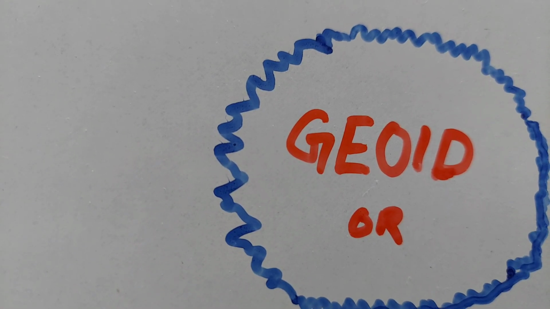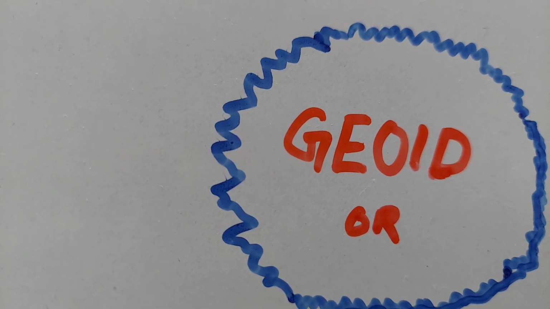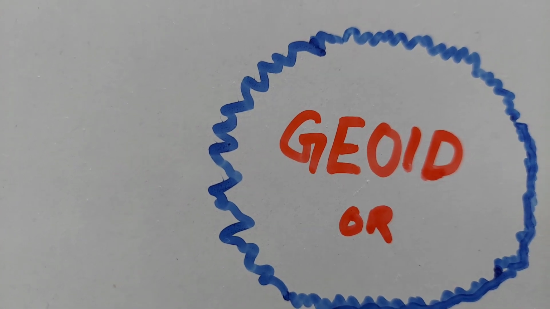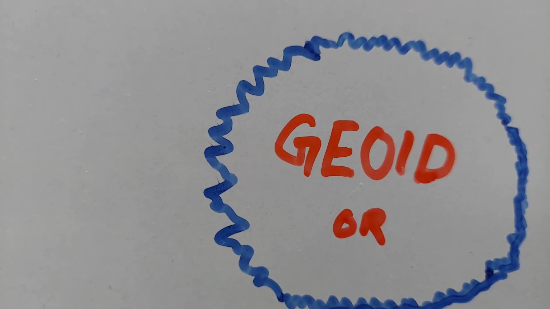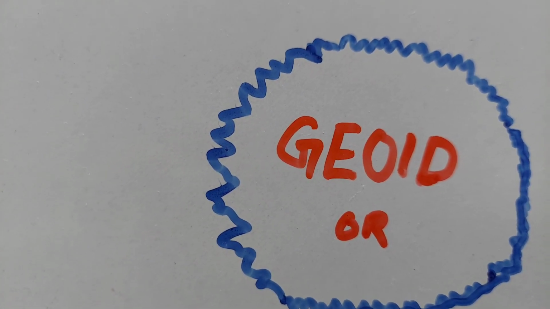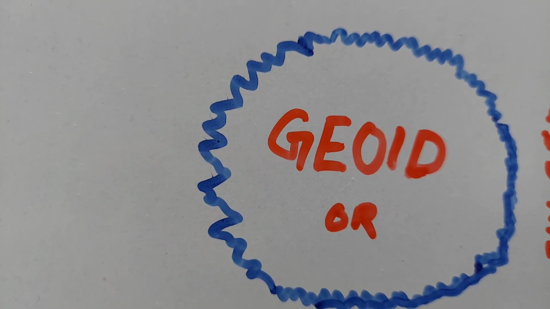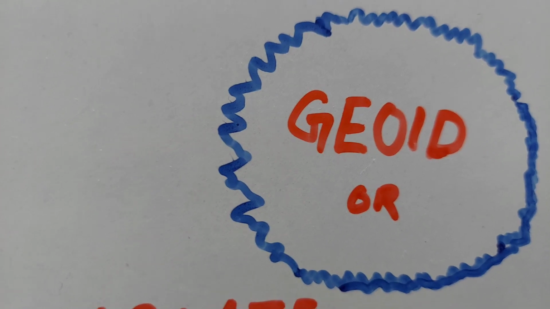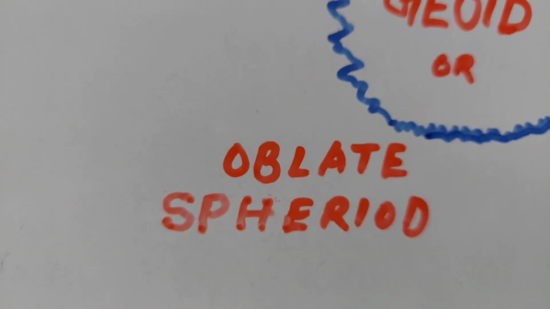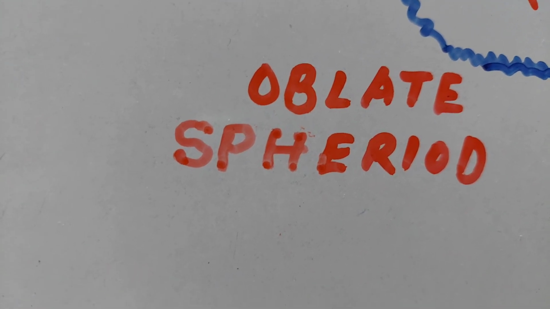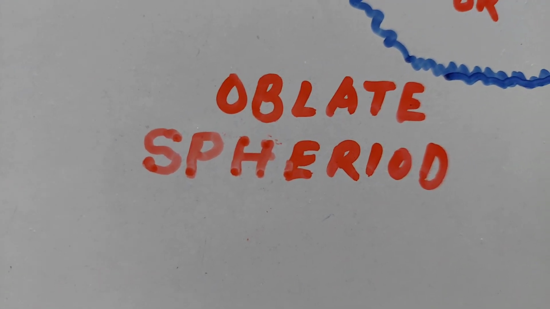The actual shape of the earth, as I have already mentioned, is known as the geoid. This is the actual shape of the earth. That means the earth is somewhere emerged and somewhere submerged. Another term for the geoid, or shape of the earth, is the oblate spheroid.